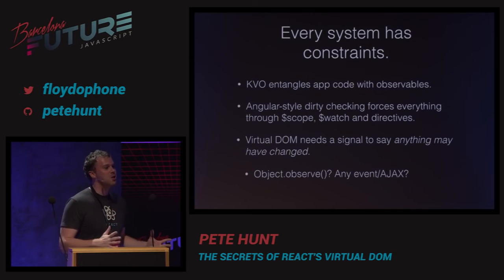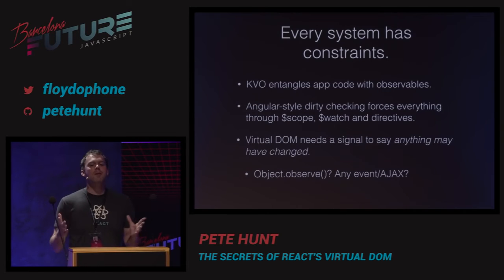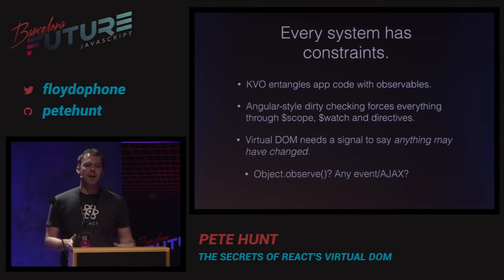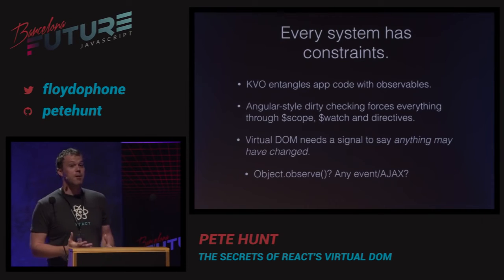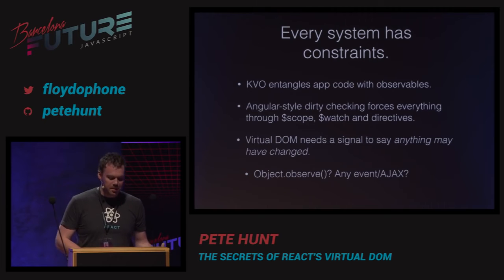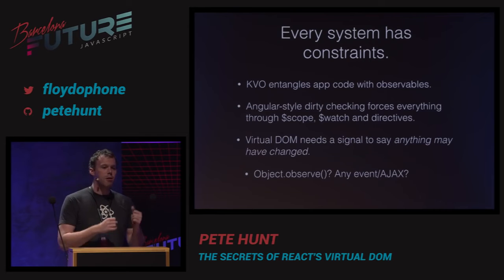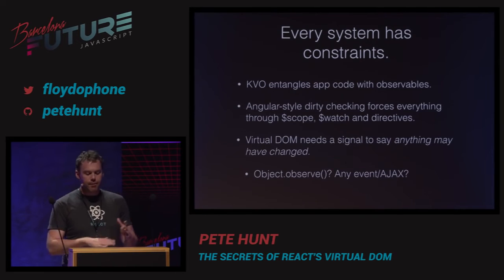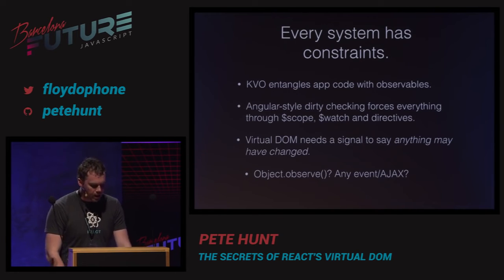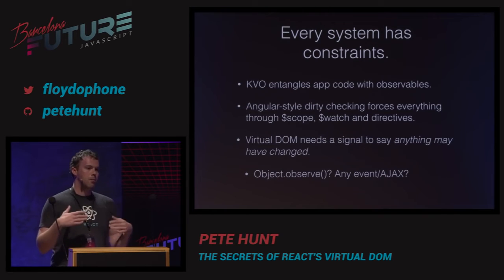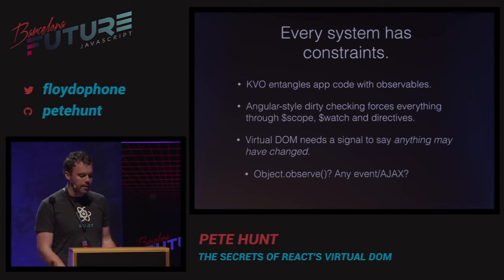But every system has constraints, right? Every one of these abstractions is leaky. And we like to think of the virtual DOM as the set of leaks that we would prefer to have as opposed to these other systems. So with KVO, your app code is entangled with observables. You need to know about how the observation system works at every single part of your application. With Angular-style dirty checking, it's a little bit better, but you still have to compose with scope and watches and directives.